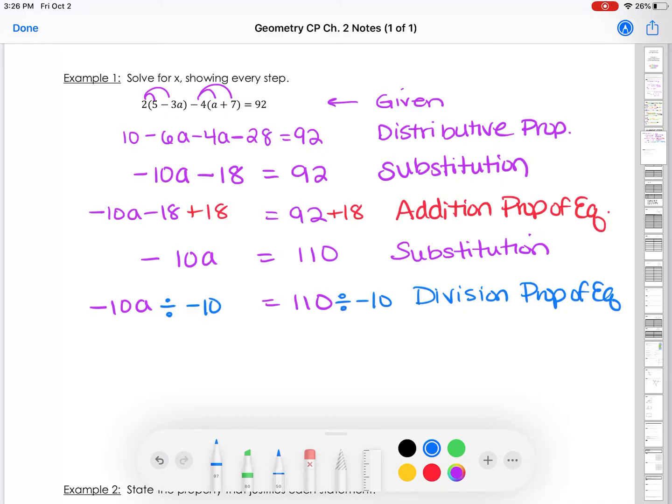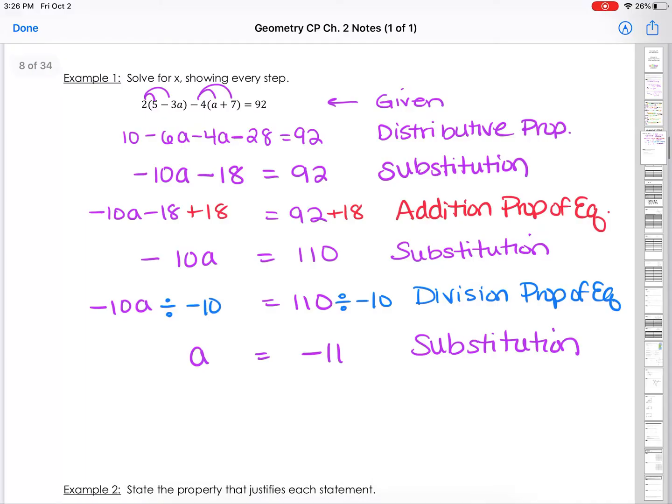Okay. And then last but not least, we're going to clean this up. So when I divide, I get a on the left, and that's going to equal on the right negative 11. And anytime I clean up, that is substitution. So yes, I know that took longer. This isn't a trick for solving anything. This is reasoning as to why I'm allowed to solve the problem the way I am.